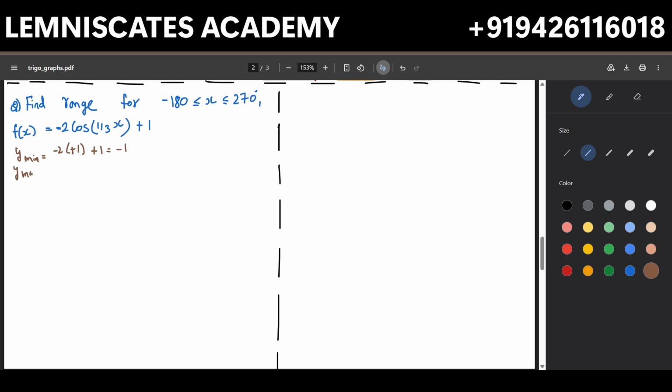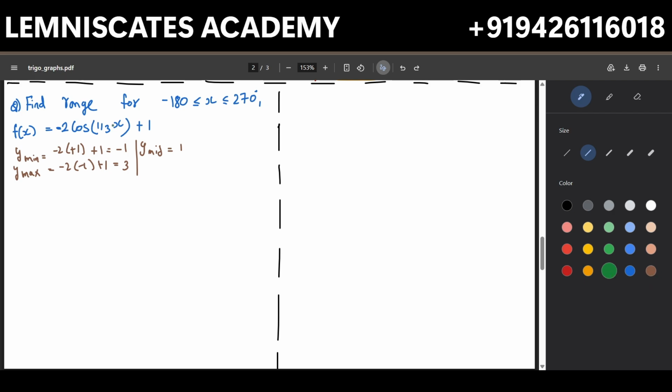What is my maximum value? Y max is minus 2 minus 1 plus 1. So plus 2 plus 1 is 3. And of course, my y average or the y middle value is 1. And now if you say that the range is going to go from the minimum value to the maximum value, it might not be true because the graph does not cover at least one cycle in 360 degrees. So in this kind of scenario, it is always better to sketch the graph. So let's try to do that.